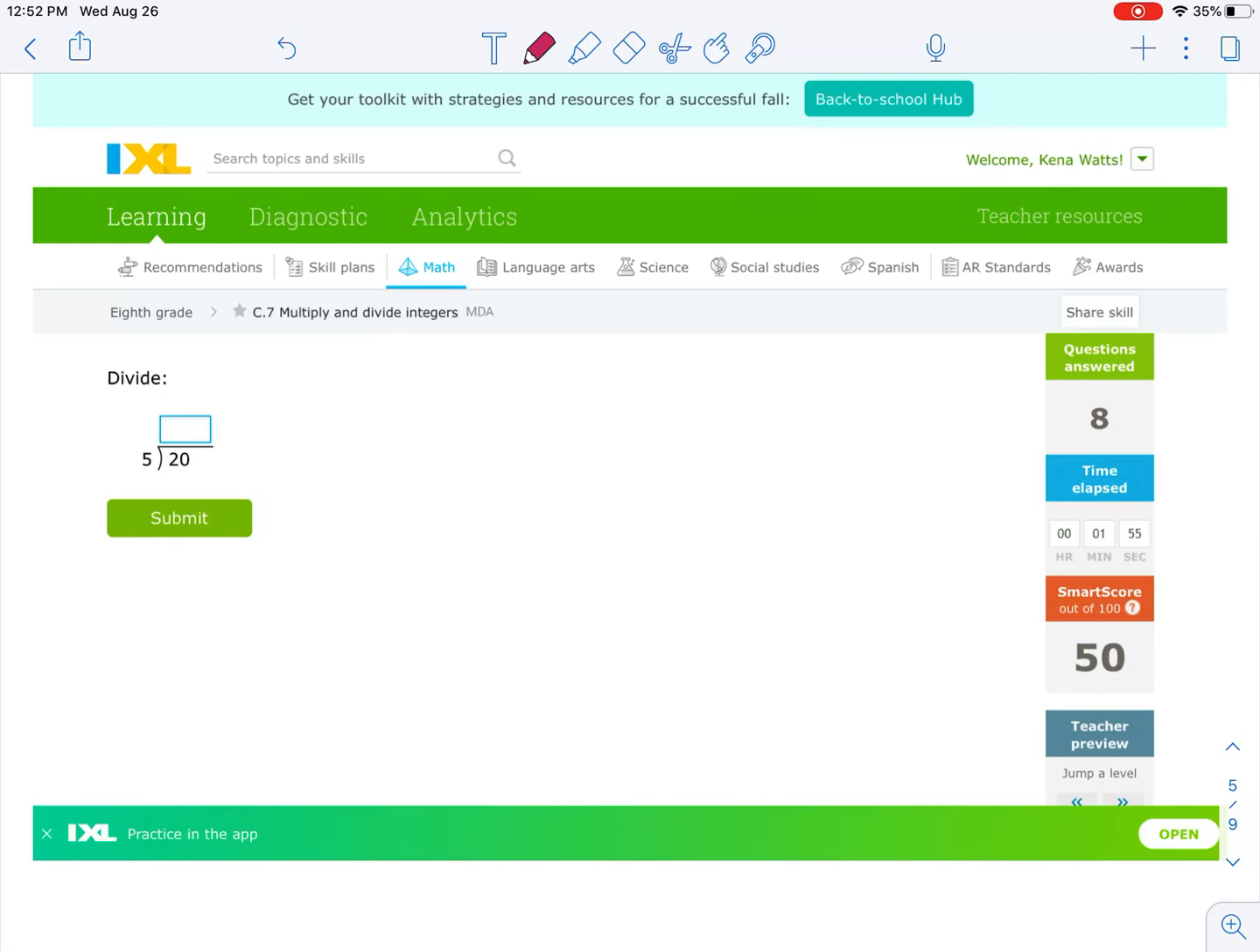Now let's talk about division. I'm trying to divide 20 by 5. 5 goes into 20 4 times because 4 times 5 is 20. And when I subtract that off, I get a remainder of 0.